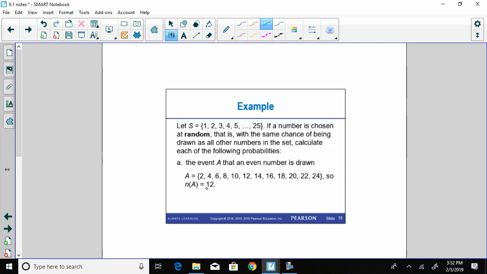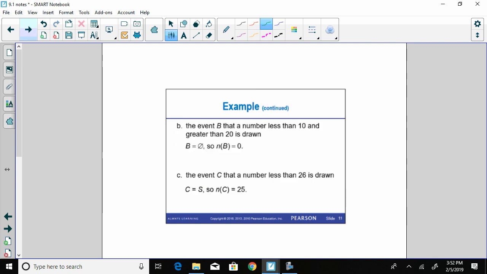Well, there are 12 of them, right? Well, how many are in the set? How many are in the set? We have 25. So if I had to figure this out without looking on the next page, what's the probability of A, P of A? I'm going to have 12 out of 25. Let's see if I guessed that right. Oh, don't have the answers. I'm going to say I guessed that right.